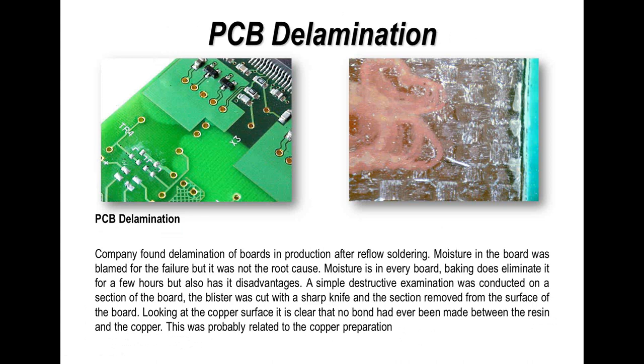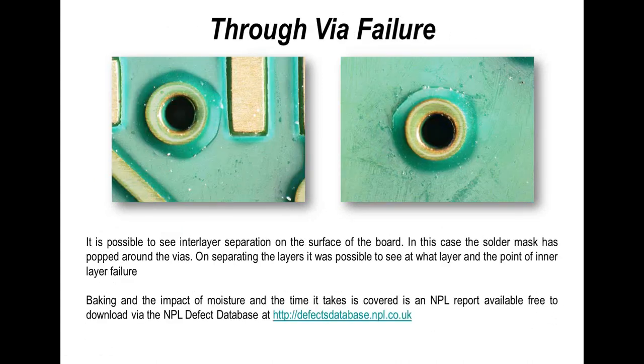Using this investigative technique is simple, cheap, and again, quicker than microsectioning, and in my opinion, shows you a lot more information. Same basic failure is shown here with via holes. You can see these vias have popped around the solder mask. And what has actually happened in this example? Pretty much the same thing. However, visually it looks slightly different.